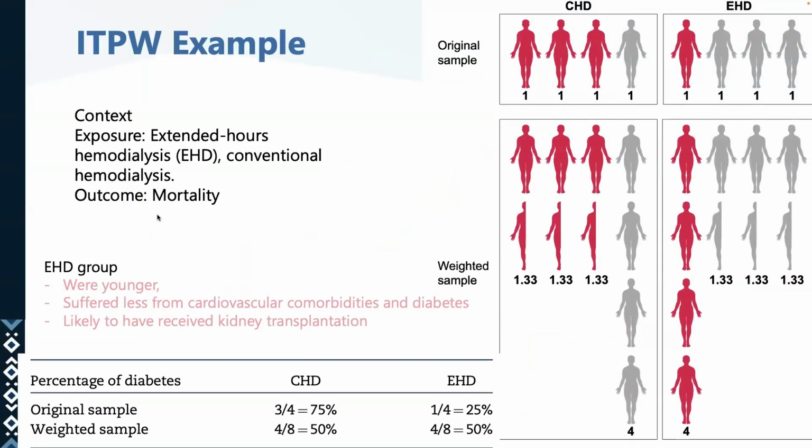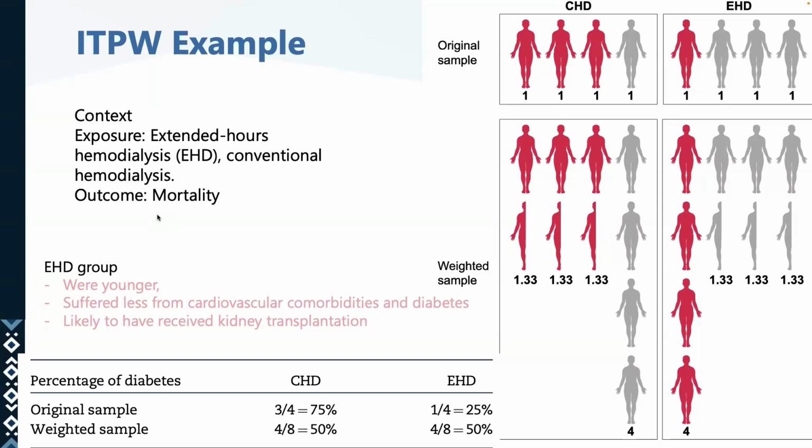So here is not a hypothetical example, but a real scenario in a nephrology clinic where you have an exposure which is extended hemodialysis versus conventional hemodialysis. Extended hemodialysis here is hemodialysis beyond 6 hours. But now the challenge is that people with extended hemodialysis were younger, they suffered less from cardiovascular comorbidities and diabetes, and they were more likely to have received kidney transplantation.